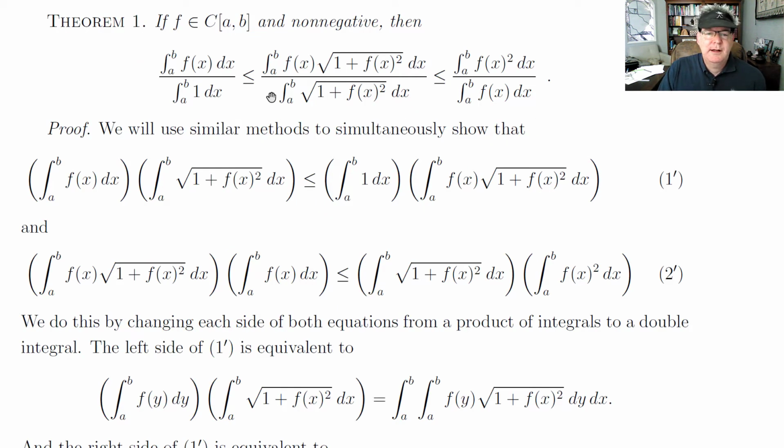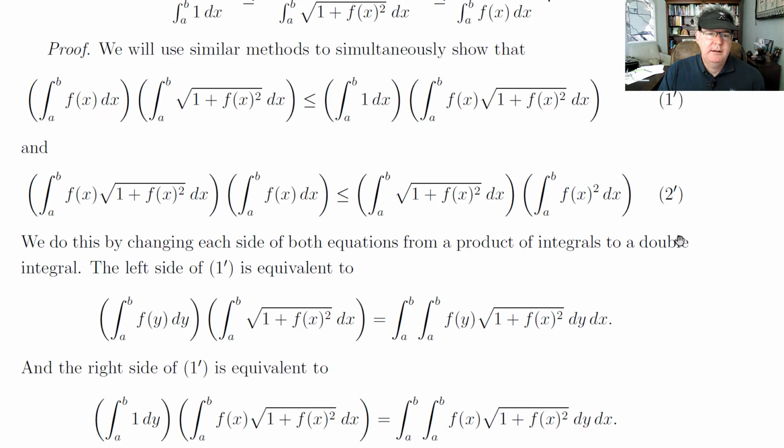So first for this first inequality, if you just cross multiply, it's this term times this term, which must be smaller than this term times this term. There we go. And for this inequality, it's this term times this term right there, which must be smaller than this term times this term. So that's what I want to show.